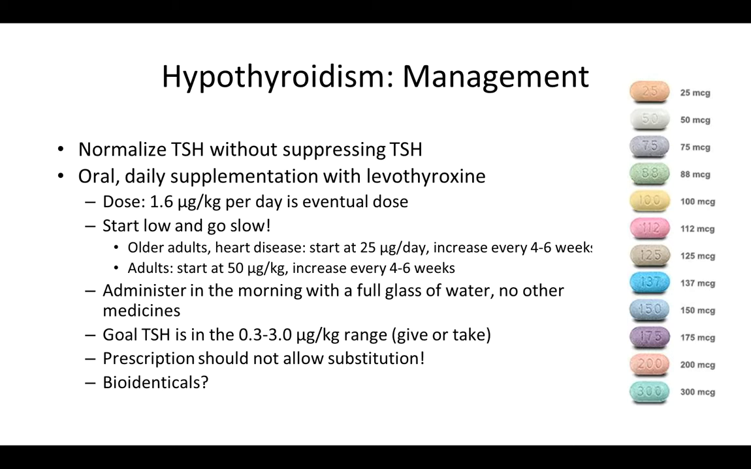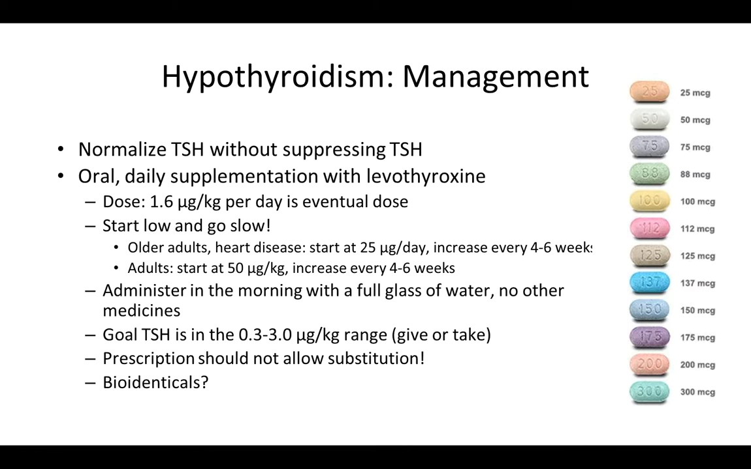you do need to know that some patients will be on Armour thyroid, and the dosing is different than it is for levothyroxine. So normally our goal is to normalize the TSH when we're managing with levothyroxine. You're eventually going to get the patient up to about 1.6 micrograms per kilogram per day, but you need to start very low and go slow. If a patient is older or has any level of heart disease, you want to start them very low at 25 micrograms per day.